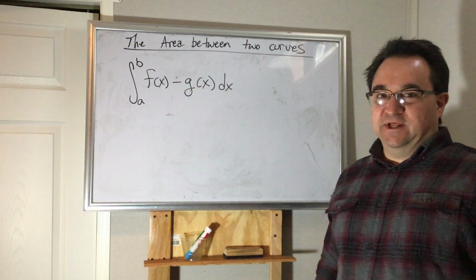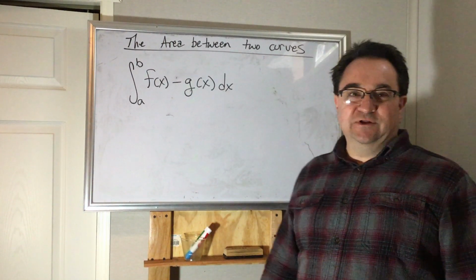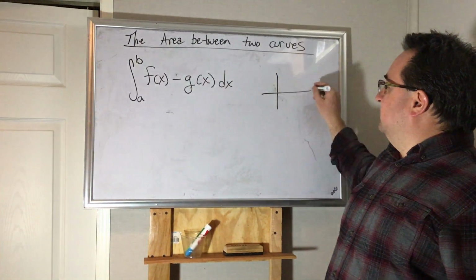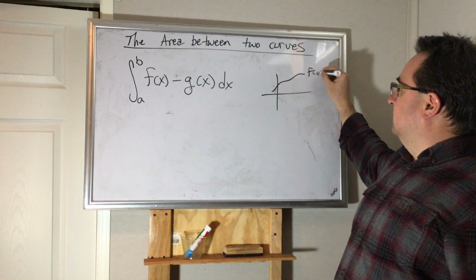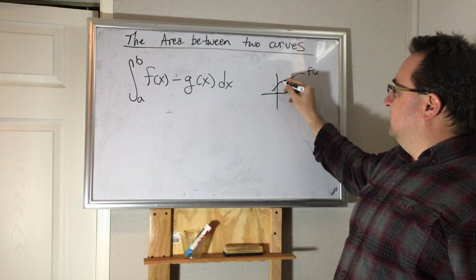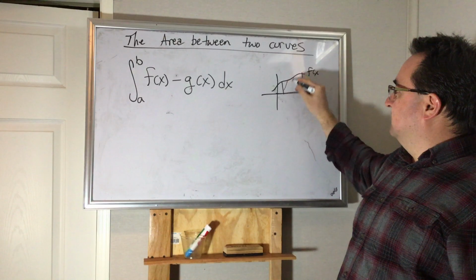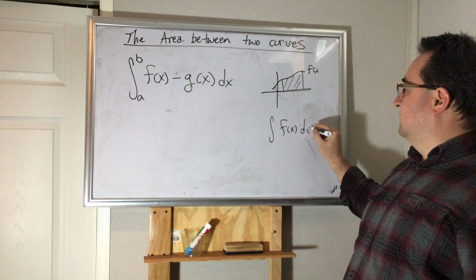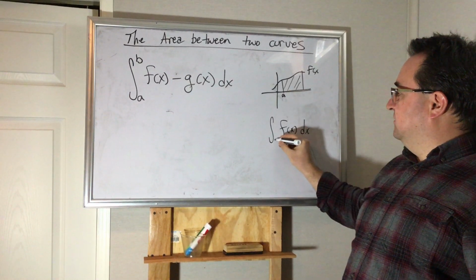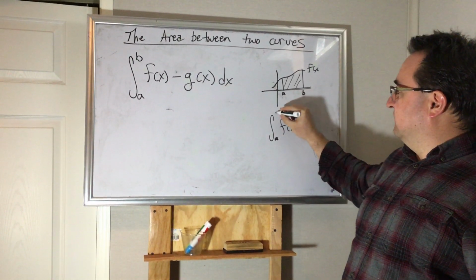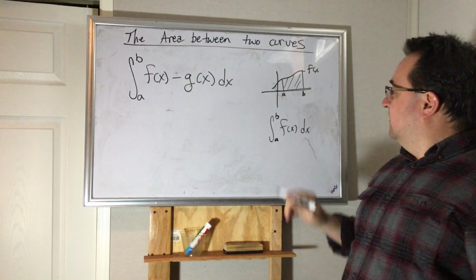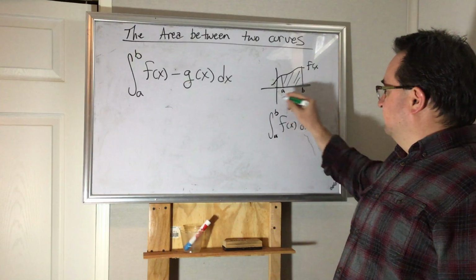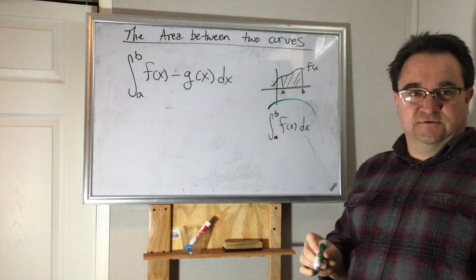Hello, the topic for today is finding the area between two curves. So remember, we found the area between a curve and the x-axis. Let's say I want this area by doing the integral of that function from wherever it started on the left to wherever it ended on the right. So now what we're going to do is introduce a second curve, let's say like this.